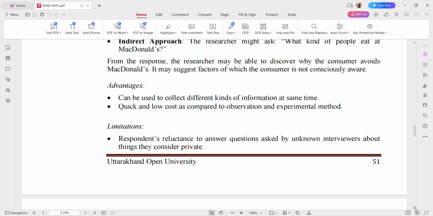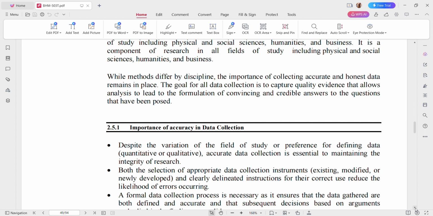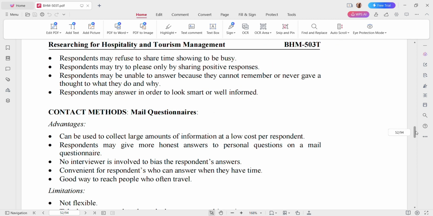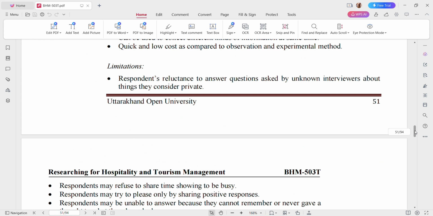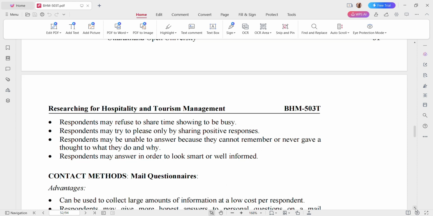So yun siya. So there might be tendency that respondents will really not give you the correct answer or the answer that should be needed, no? Or tendency also is that the respondents may refuse to answer. Yan. Respondents may refuse to answer because of the busy schedule, or respondents may try to please only by sharing positive responses. Ayan, may limitation na. No? Diba, na-notice natin yan?